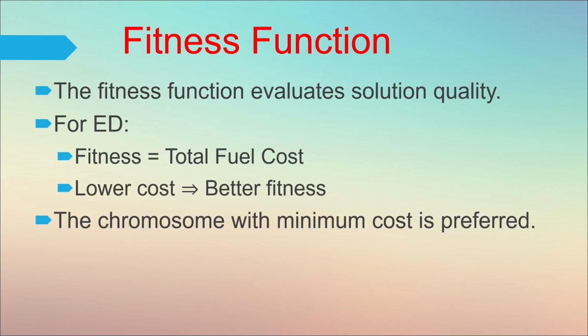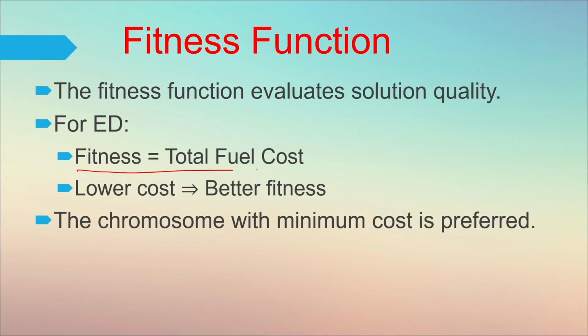Next, the fitness function. The fitness function evaluates the solution quality. When you want to evaluate the randomly generated chromosome, where each chromosome is treated as a solution for the problem, if you want to test the solution fitness, then it should be evaluated very properly. For an economic dispatch problem, fitness is nothing but the total fuel cost. Whenever this total fuel cost is as low as possible, it means the fitness is as good as possible. So, the chromosome with the minimum cost is always preferred. This is treated as the fitness value.